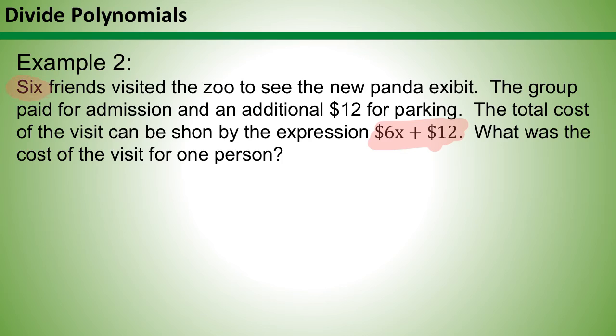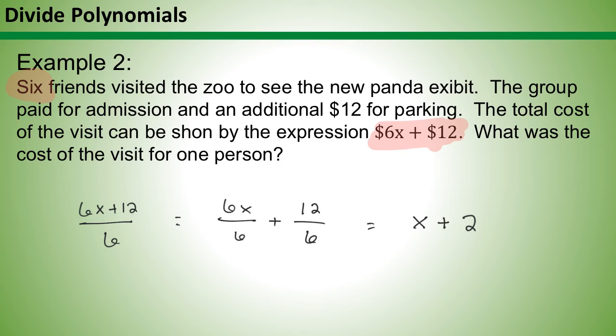So if we have 6 friends and we want to know how much we're paying for each of these friends to go to the zoo, we're going to divide that total cost, 6x plus 12, by 6. Okay, so let's break it apart. 6x over 6 plus 12 over 6, and that's going to simplify to this, x plus 2. So that would be the cost for each friend to go to the zoo. And basically, they're paying for their own admission. That's what x is. And then they're each paying $2 for the parking. So they're spreading that $12 out between the 6 friends. Okay, so that's what our cost would be.